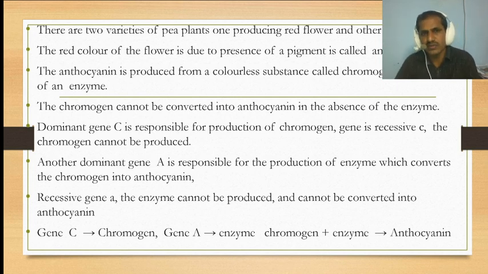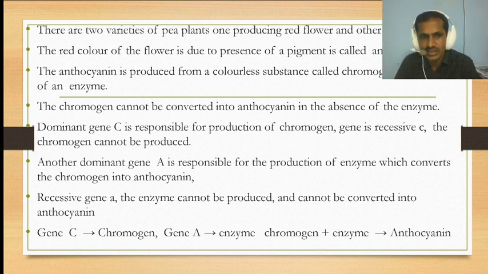Anthocyanin is produced from a colorless substance called chromogen, due to an enzyme. The chromogen cannot be converted into anthocyanin in the absence of the enzyme. So the dominant gene capital C is responsible for producing chromogen. If the gene is recessive, small c, the chromogen cannot be produced. Another dominant gene A is responsible for production of the enzyme which converts chromogen into anthocyanin. With the recessive gene, the enzyme cannot be produced, so chromogen cannot be converted into anthocyanin.